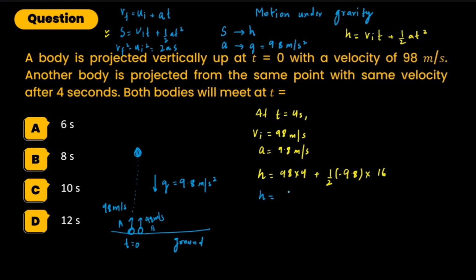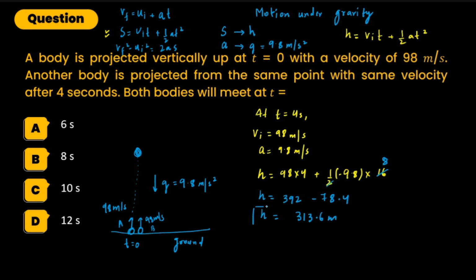So h is going to be 98 times 4, which is around 392. And if we solve the second term, 9.8 times 8, that too in negative, 9.8 times 8 is 78.4. So h is going to be 392 minus 78.4, which is approximately 313.6 meters.